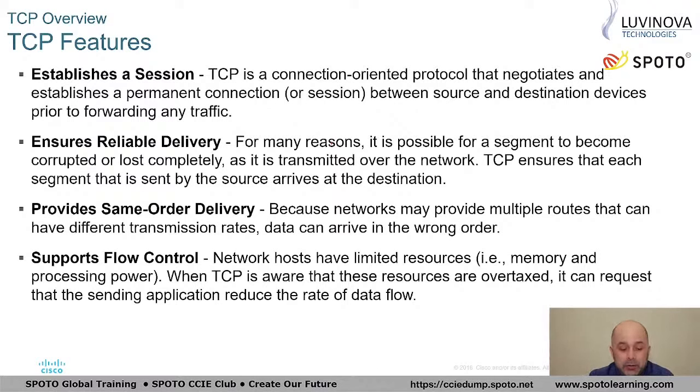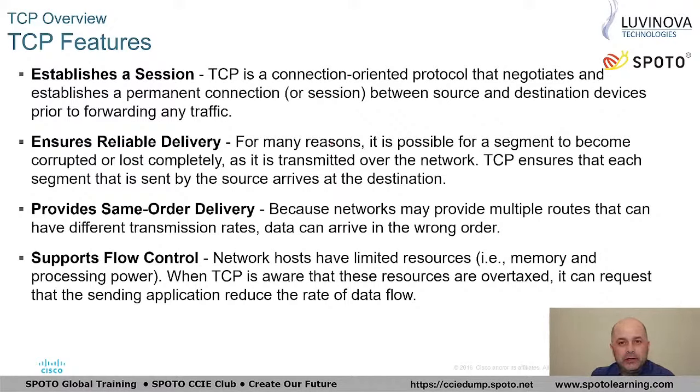Next, ensure reliable delivery. For many reasons, it is possible for a segment to become corrupted or lost completely. Many reasons for that: a loose cable, a cut cable, a broken device, or something else. So the data can be corrupted or even completely scrapped as it's transmitted over the network. TCP ensures that each segment sent by the source arrives at the destination. If the data has been scrapped or lost, the source will send it again.